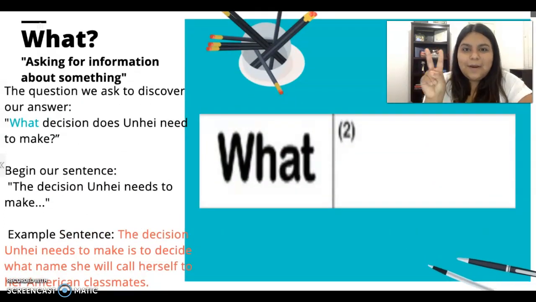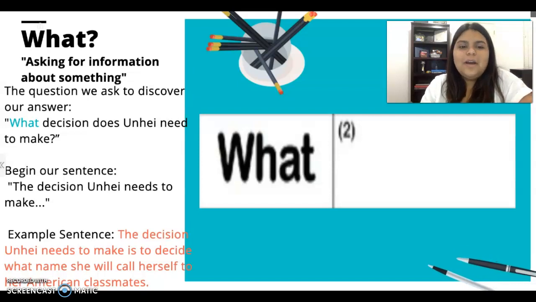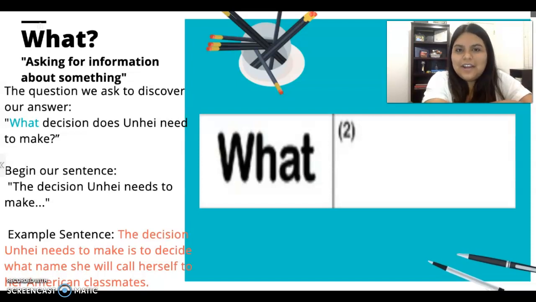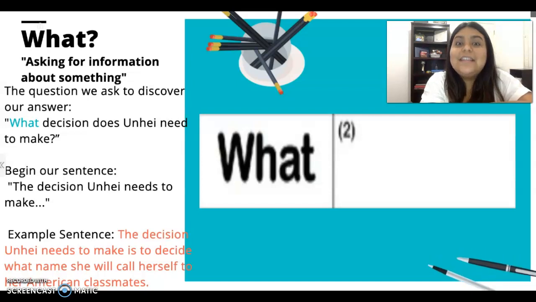In our second box, everyone show me their second box. Excellent job. We're going to be answering the what. The what is regarding asking for information about something. The question we ask to discover our answer is, what decision does Eunhae need to make? So we'll be beginning our sentence with the decision Eunhae needs to make.